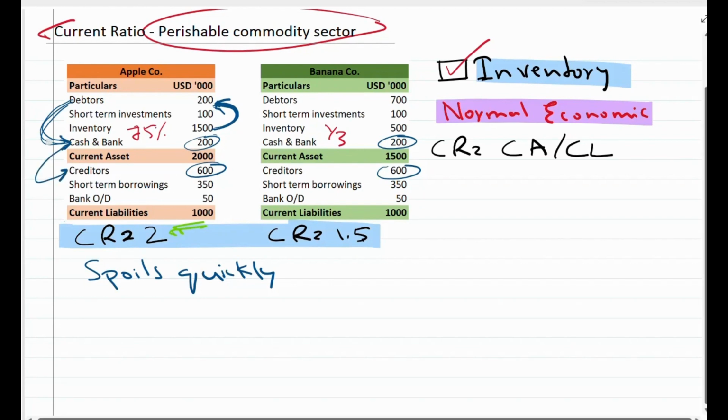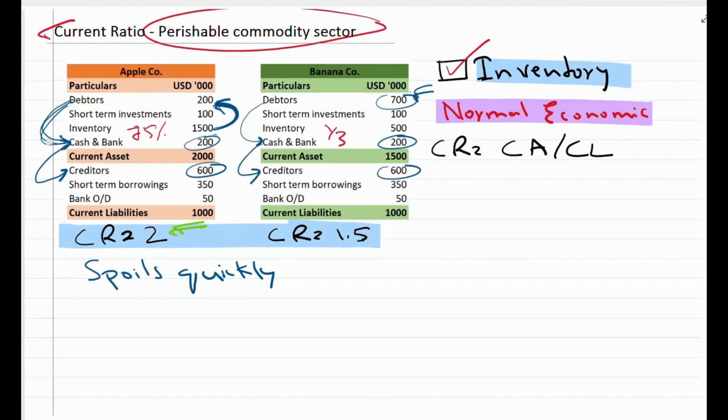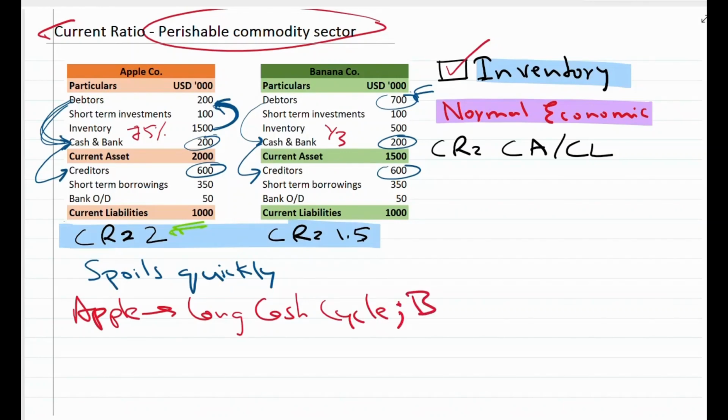Whereas banana already has a good amount sitting with debtors, so all they need to do is collect from debtors, and that cash will be used to pay creditors. Another thing we can notice is that Apple has a long cash cycle, whereas banana has a shorter cash cycle.